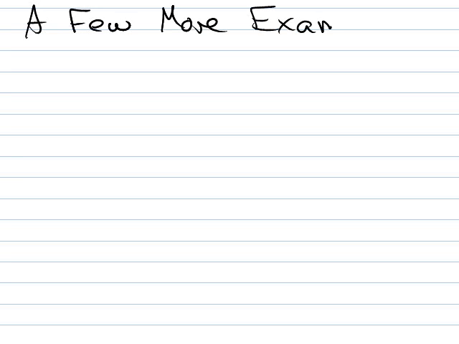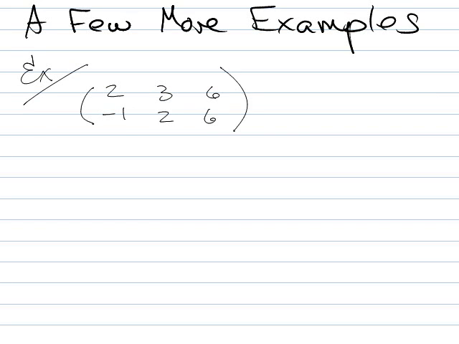Now I did want to give you just a couple more examples of multiplying matrices. A few more examples, just so you have them under your belt. Say I've got the matrix 2, 3, 6, -1, 2, 6, and multiply that times the matrix 5, 3, -2, 1. Can I multiply these together?